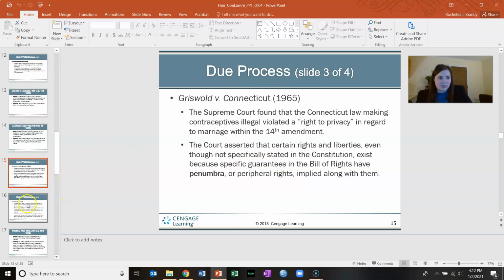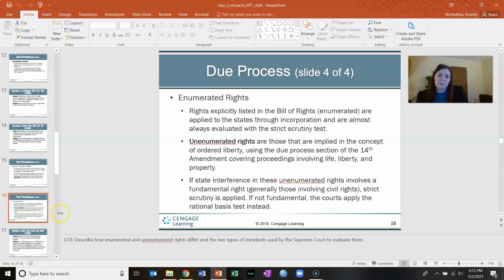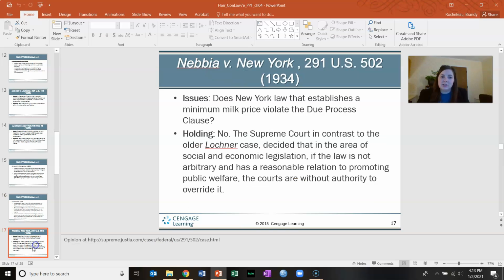to make these types of decisions. So enumerated rights are those that are explicitly listed in the Bill of Rights. Enumerated rights almost all apply to the states, and they are evaluated under the strict scrutiny test. Unenumerated rights are those that are implied. For those unenumerated rights that involve civil rights, strict scrutiny is usually used. If they don't involve that, then the rational basis test is used to evaluate those standards.